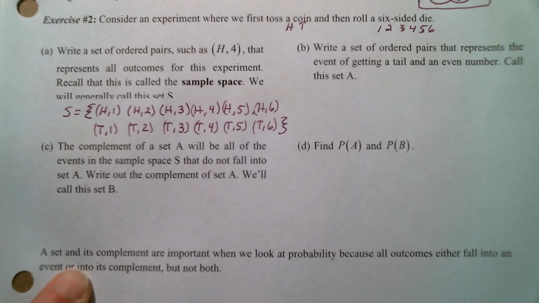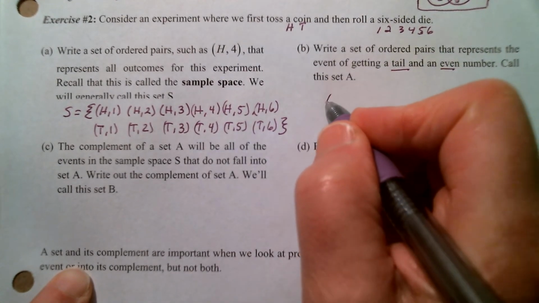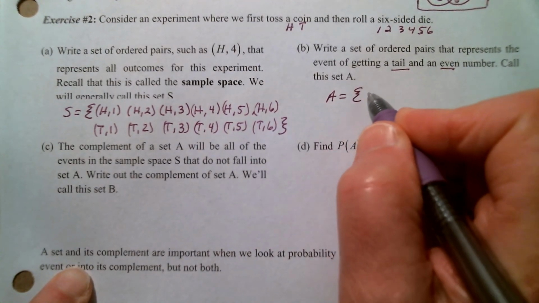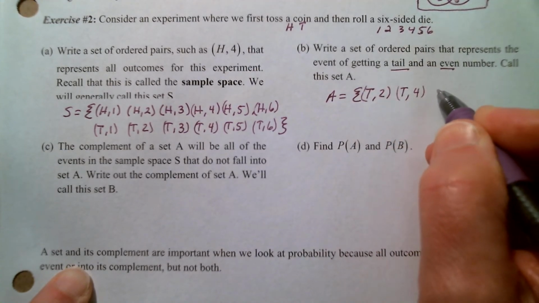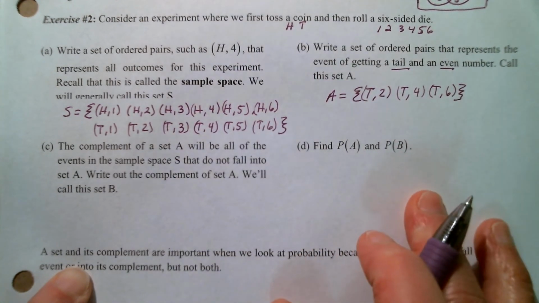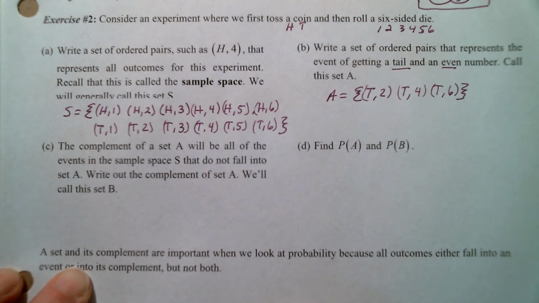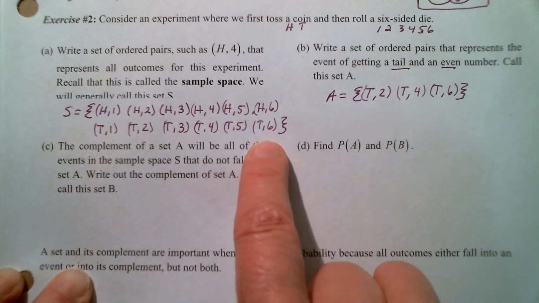Write a set of ordered pairs that represents the event of getting a tail and an even number. Call this set A. So we want a tail and an even number. So we get a tail even, so tail 2, tail 4, or tail 6. The complement of set A will be all of the events in the sample space that do not fall into set A. So it's everything in here except for T2, T4, and T6.